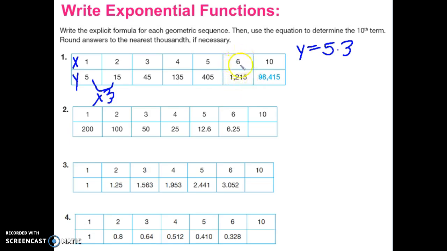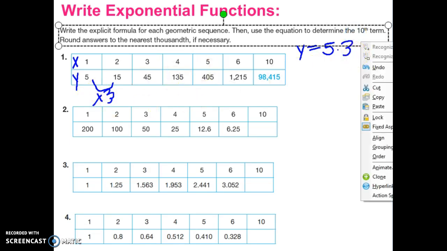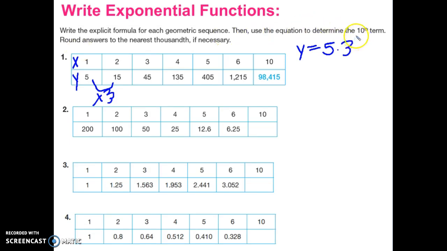But notice that was helping me find the 6th term. If I multiply 5 by 3 once, twice, 3, 4, 5 times, I get to the 6th term. So if I'm going to do the 10th term, I must have multiplied 5 by 3 9 times. And so when we write that equation, because it's not 10, it's 9, we actually write the exponent as x minus 1.